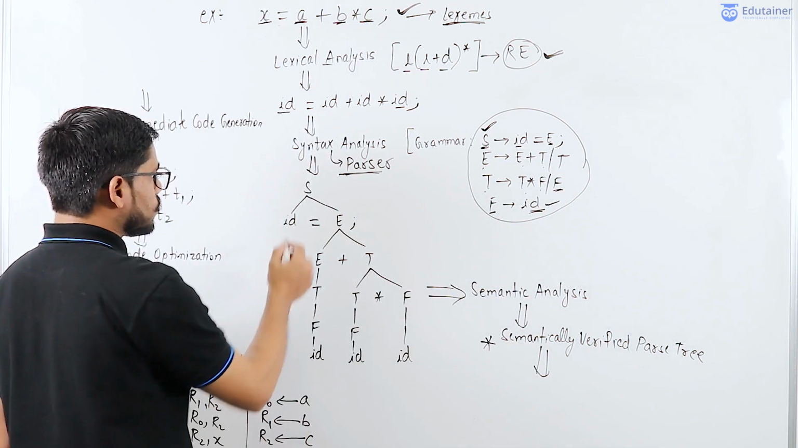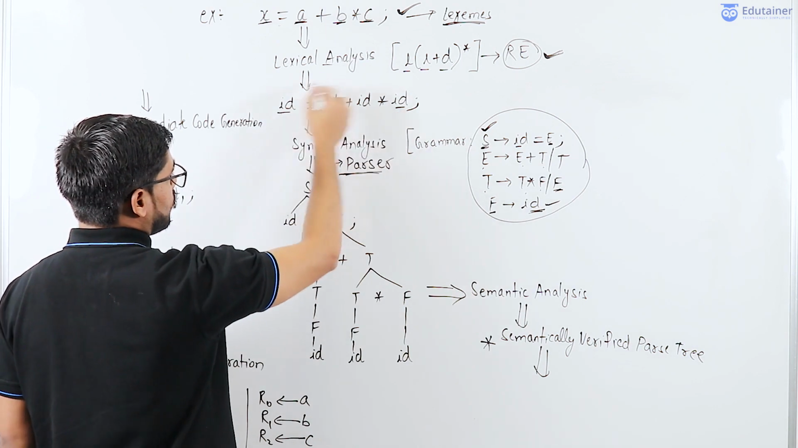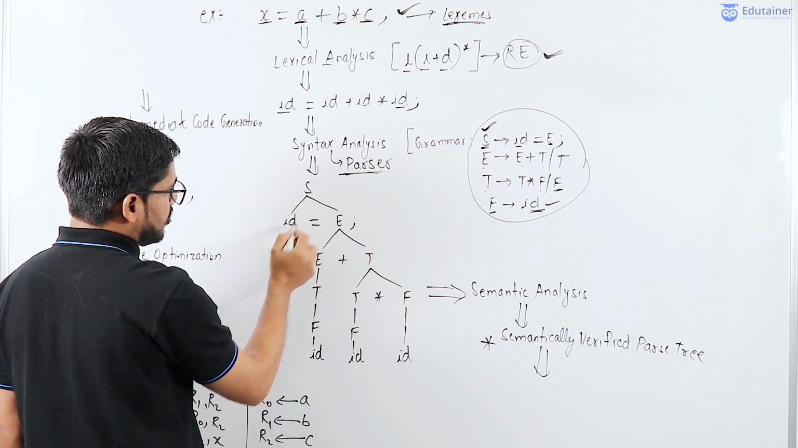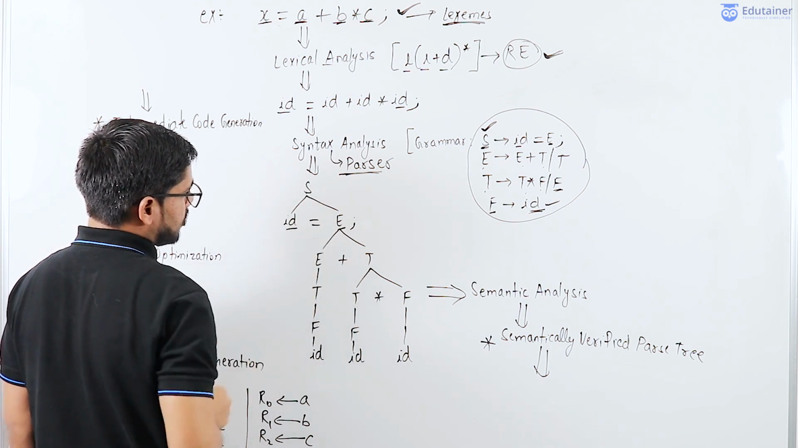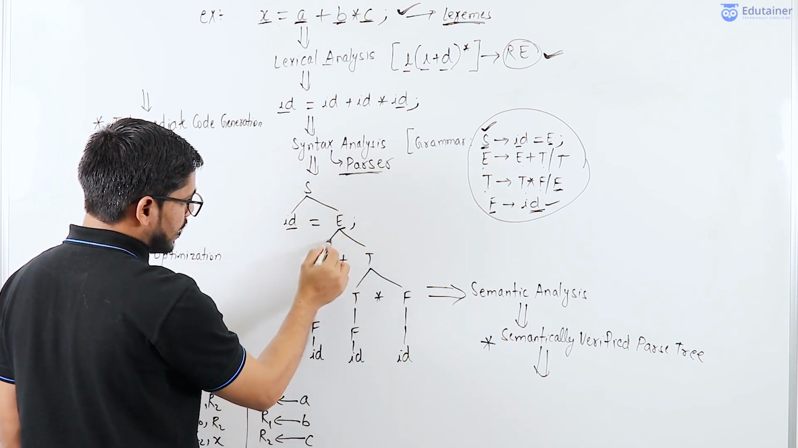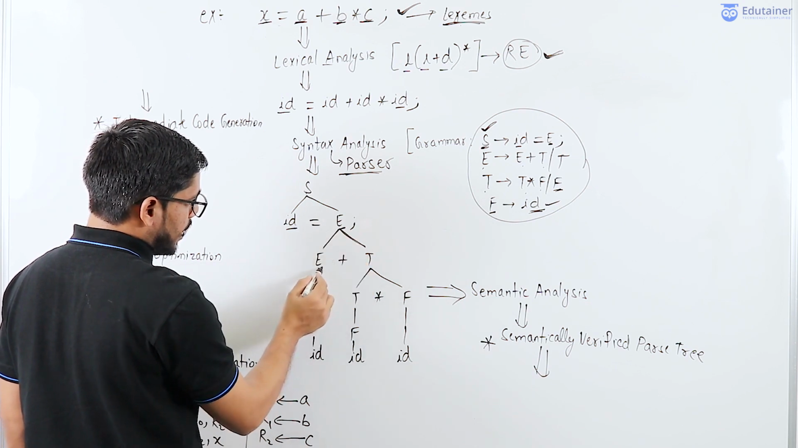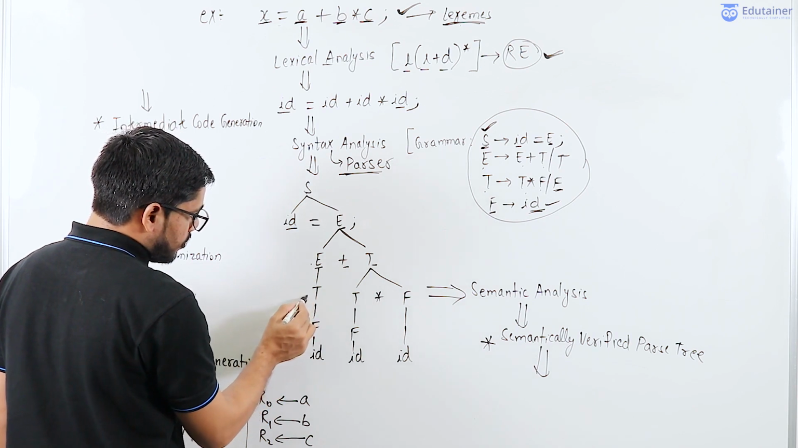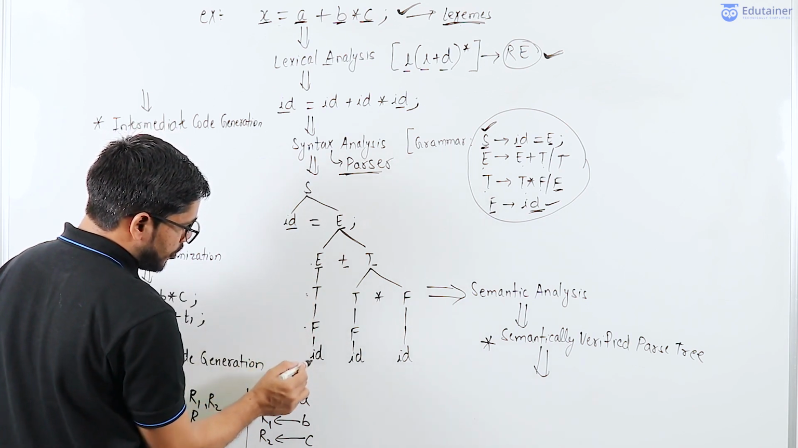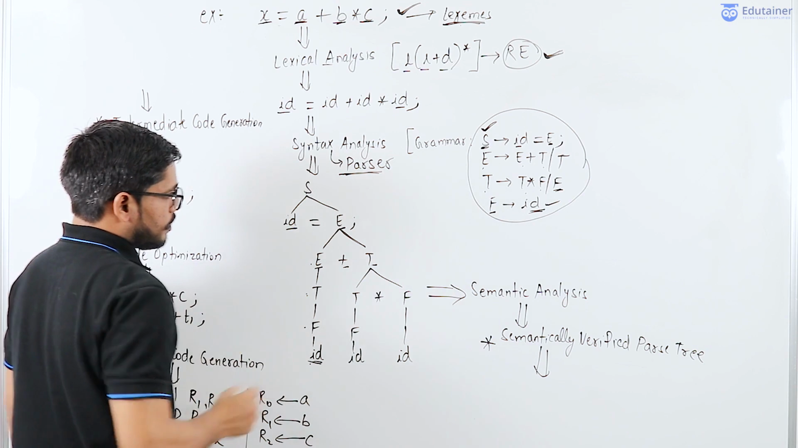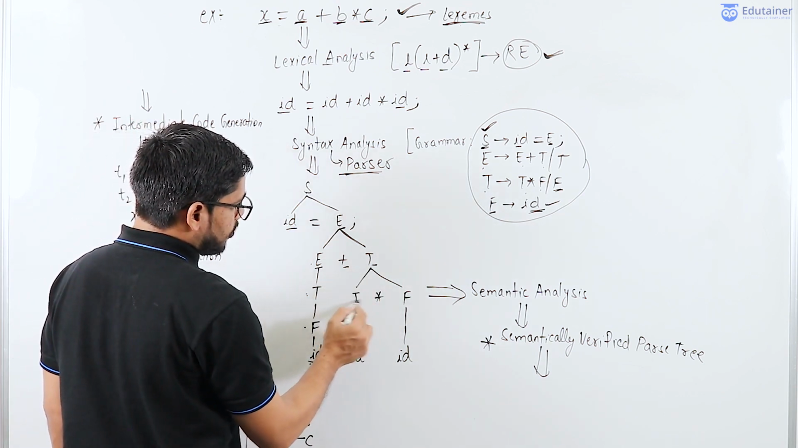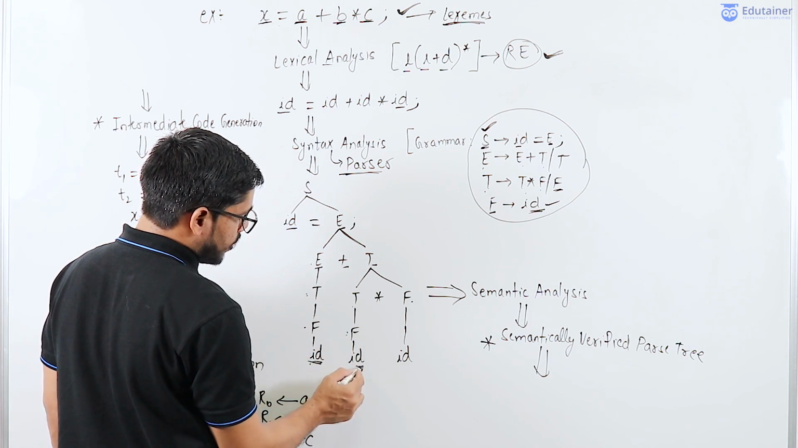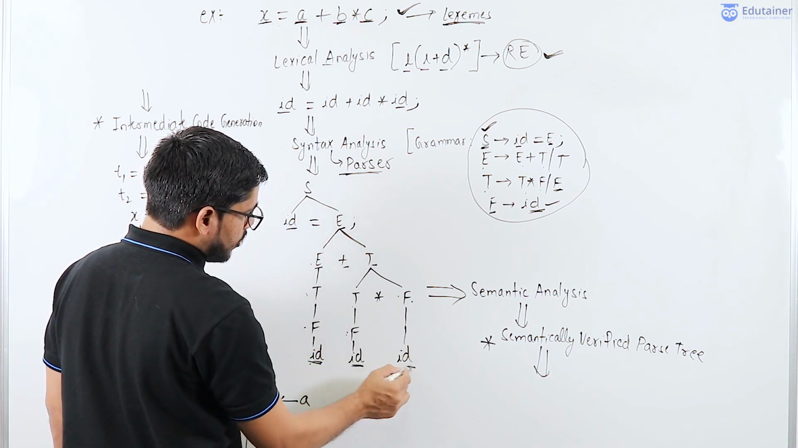Okay, so how can we convert this stream of tokens using the grammar? First, a statement can be identifier equal expression followed by semicolon. Then this expression has to be reduced to expression plus term. Expression can be reduced to term, reduced to factor, reduced to identifier. Similarly, term can be reduced to term into factor, term is reduced to factor, reduced to identifier, and factor is reduced to identifier.